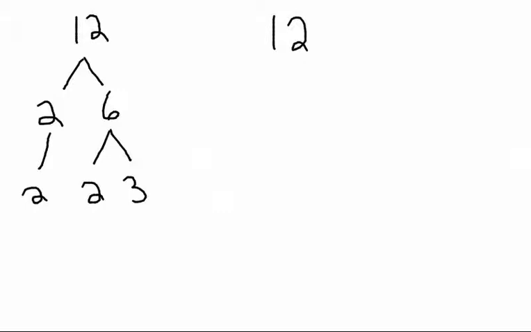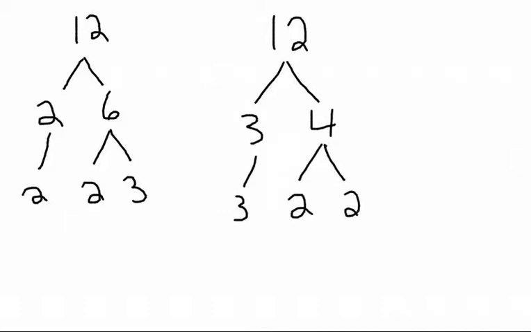Okay, now on the left I have what we just had on the screen, how we broke down 12. Now what if you decided instead of 2 times 6 that you wanted to think about 12 as being 3 times 4? Well, the 3 is done, but that 4 can be broken down into 2 times 2. Now if you look at your two answers, they're the same.